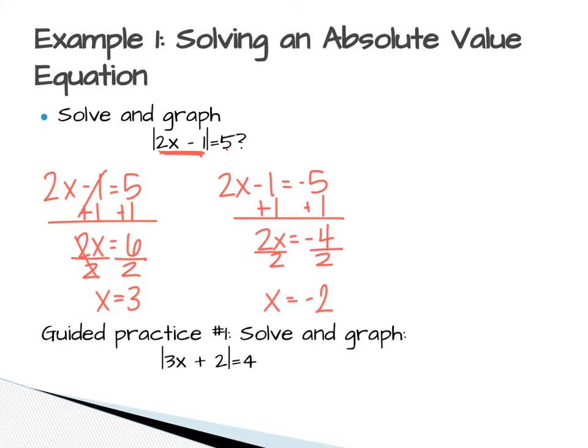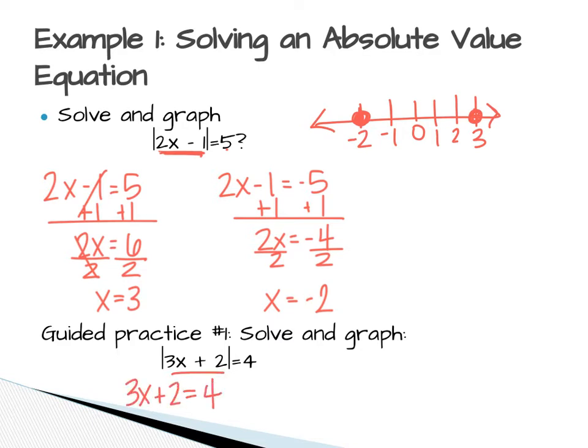It says to graph the solution, so you need to draw your number line. And I'm just going to do negative 2, negative 1, 0, 1, 2, and 3. Because I just need negative 2 and 3. And that's my solution.